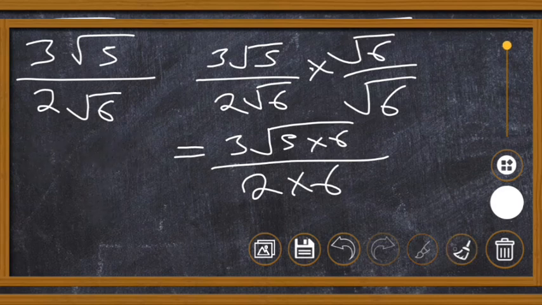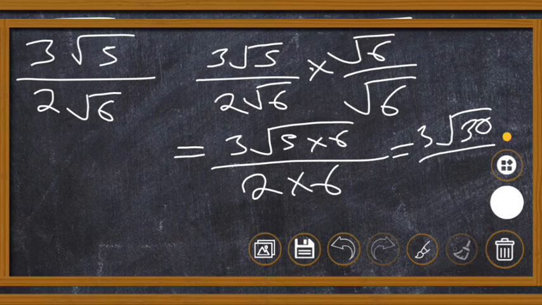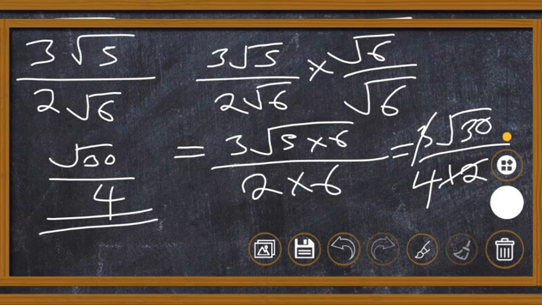So in this case, since we have square root of 6 multiplied by square root of 6, it's simply 6. Okay, and what is 5 multiplied by 6? It's simply 30. So we have 30 over 2 multiplied by 6, which is 12. Okay, so in this case, we know we can simplify this further because 3 can go into 12 how many times? 4. So in this case, we have 3 root of 30 over 12, which simplifies to root of 30 over 4. So this is the answer. So this is how we go about these kinds of rationalizing the denominators.